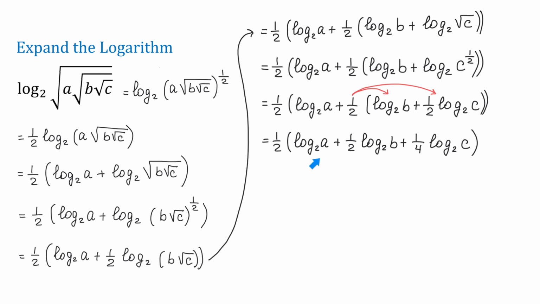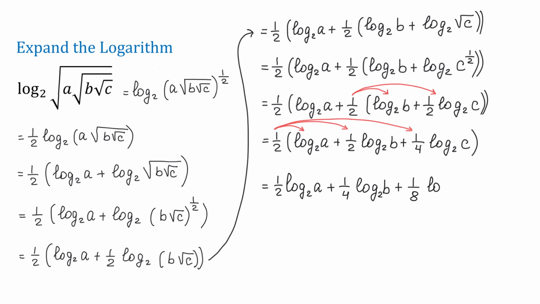And now in this parenthesis we have 3 terms and each one will be multiplied by 1/2. Then we will have 1/2 log base 2 of a plus 1/4 log base 2 of b plus 1/8 log base 2 of c. And now the problem is completed.